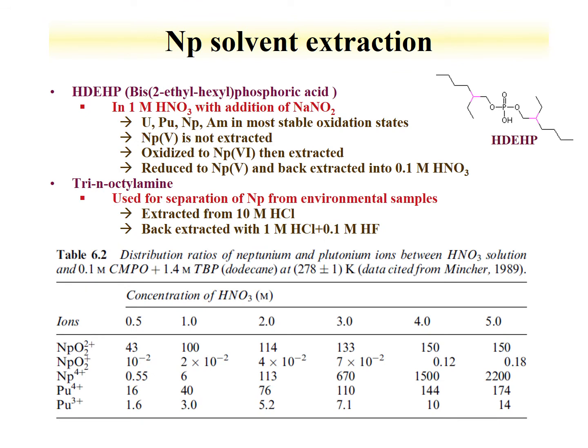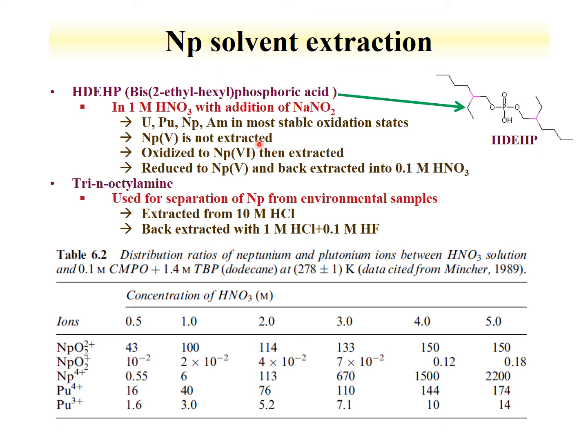Other neptunium solvent extractions include the use of HDEHP, which is the molecule shown here. This is also part of processing for actinides. In this case, with 1 molar nitric acid with the addition of sodium nitrite, the uranium, plutonium, neptunium, and americium go into the most stable oxidation states. In this case, neptunium-5 is not extracted.